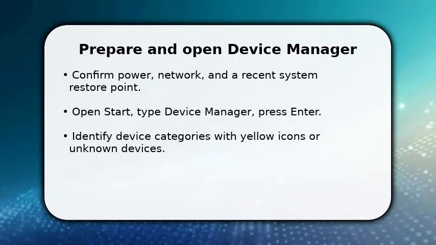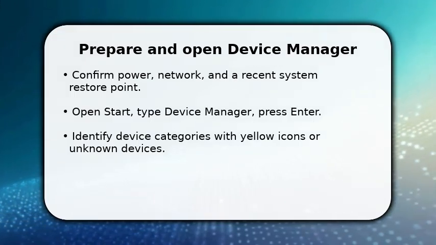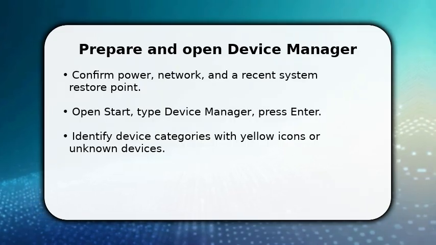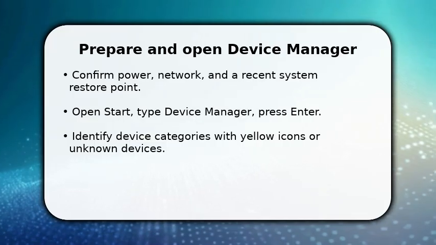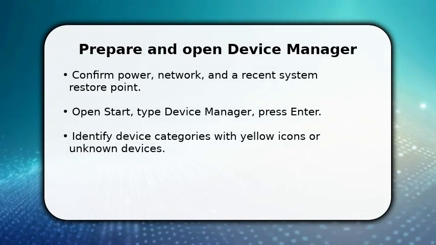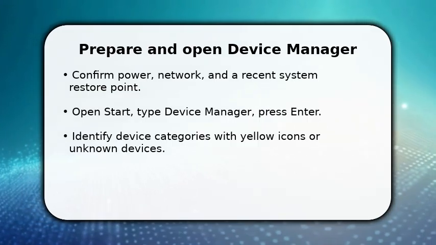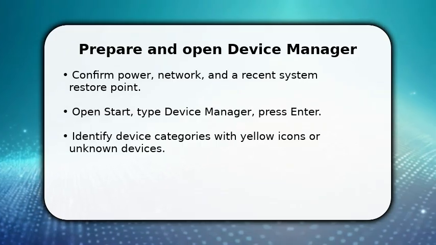You start by ensuring the laptop is on AC power and connected to the internet. Create a restore point so you can revert if needed. Next, open Start, type Device Manager, and press Enter to view all hardware. Once the window is open, scan the list for devices with yellow warning icons or an unknown device entry. These are the ones to update first.